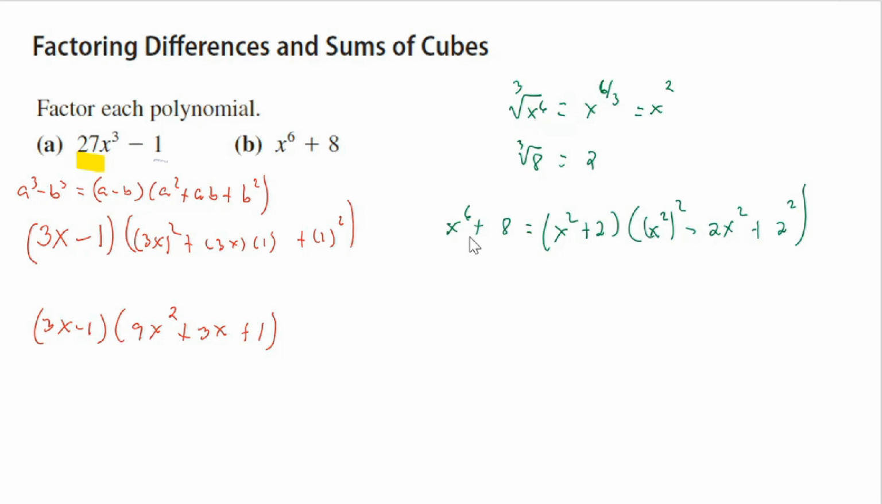Okay? That's only applicable for the perfect squares or perfect trinomial squares. But for factoring the difference and sum of cubes, there's no constant of 2. Alright? So it just happened that the product of this is 2x squared for the middle term in the trinomial. So we have x squared plus 2 times, you simplify this one, the square of x squared is x raised to 4, minus 2x squared plus 4. And this is now the factor of x to the power of 6 plus 8.